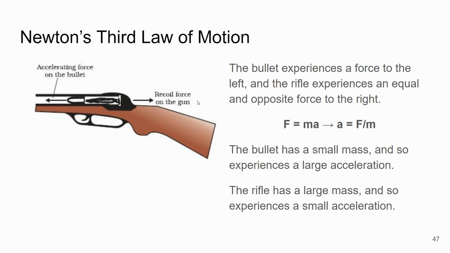Now, of course, bullets having very small masses, that amount of force is going to accelerate the bullet a lot, and the bullet's going to go flying out very quickly to the left, whereas the gun, with its bigger mass, is not going to accelerate as much. Again, the forces will be equal and opposite. The accelerations won't be in this case because they have very different masses.